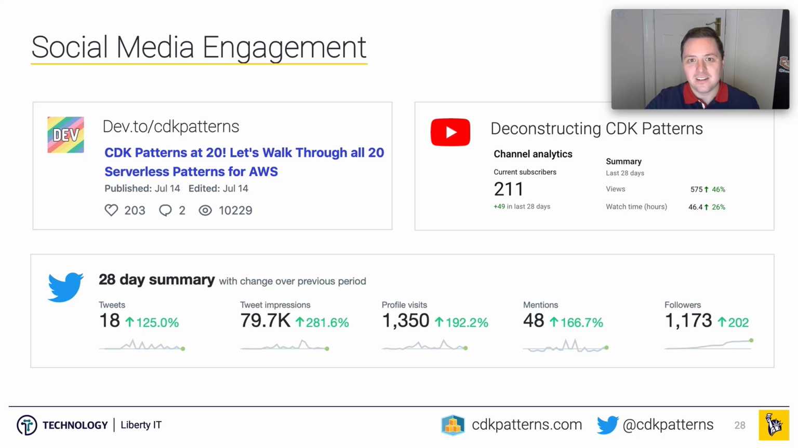The Twitter channel, I cannot stress enough, is just an account that tweets about serverless architectures and CDK. There is no personality in this account. I have not introduced humor or anything banterous in it. This is just pure serverless architecture, and it has over 1,400 followers at this point. The reason why I use this image is to show 18 tweets reached 80,000 people about serverless architectures.